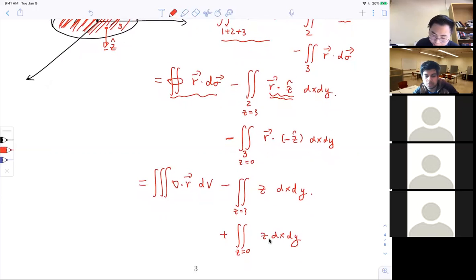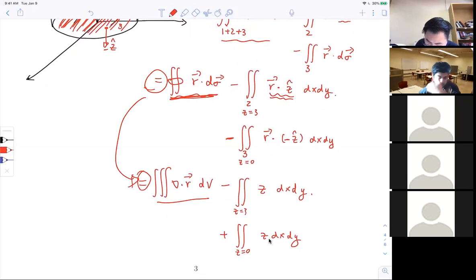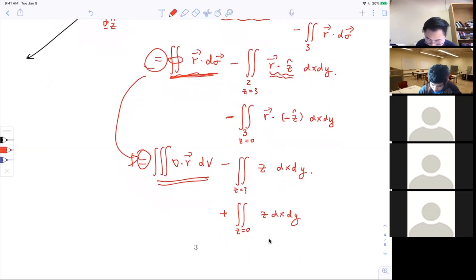Right. So here, from this step to this step, for the first term, I apply the divergence theorem. For the second term, I just work out this r dot z hat. And the third term is also r dot z hat. There's no trick.